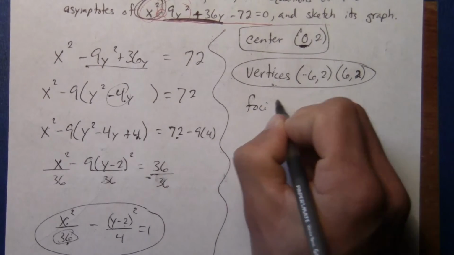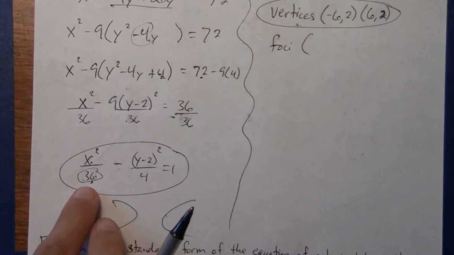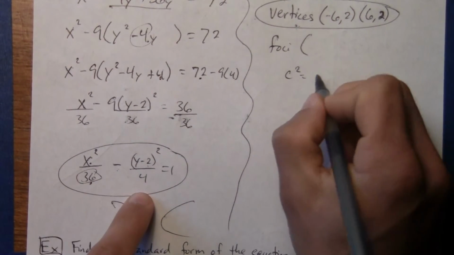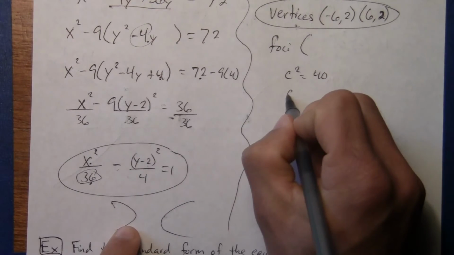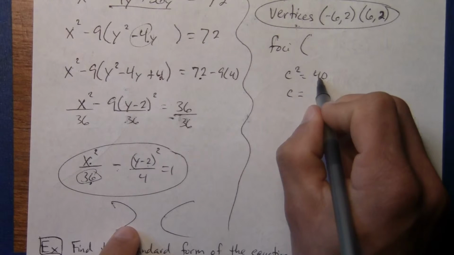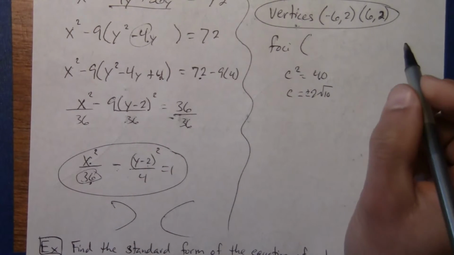Alright, the foci. I need c squared is equal to a squared plus b squared. There's a squared, there's b squared. So c squared is going to equal 36 plus 4, or 40. Take the square root of both sides, you're going to end up with 4 times 10, so 2 square roots of 10, plus or minus.